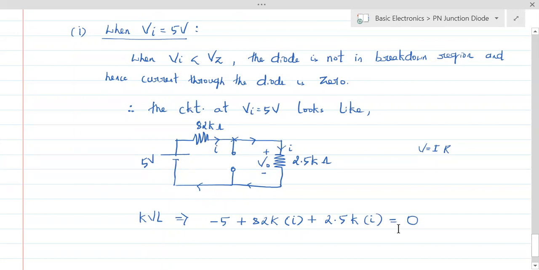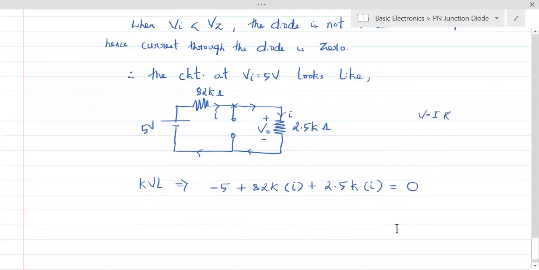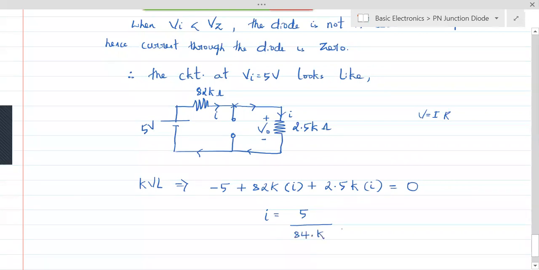Okay, so therefore I would look like what? What would be your I? See, what would be your I? Your I is plus 5 divided by 84.5K. This is what is your I. Isn't it? Everybody understand this?